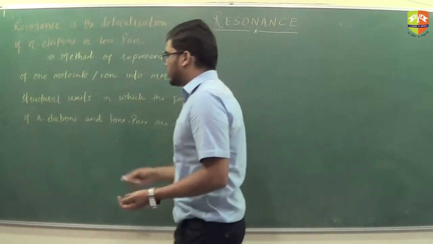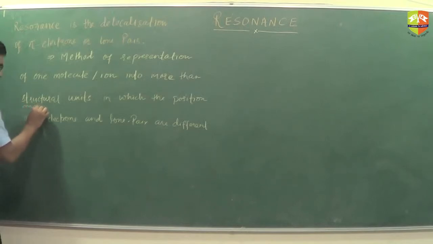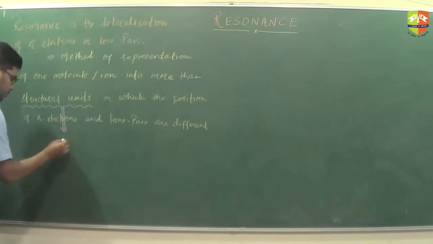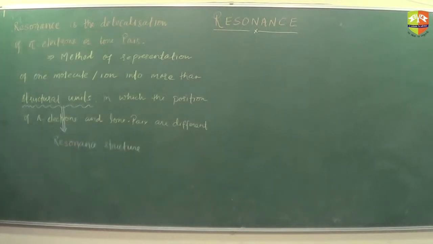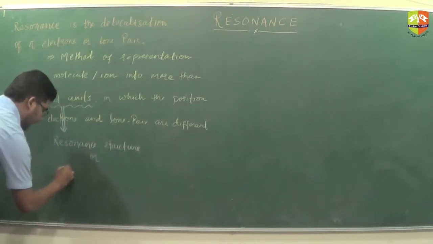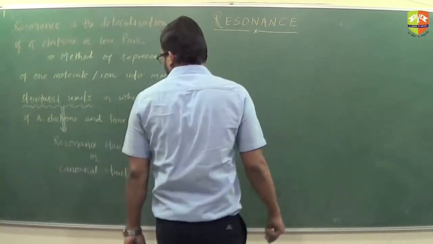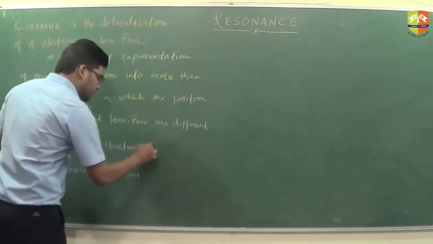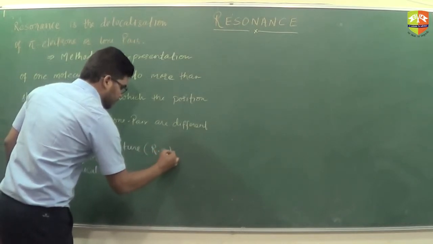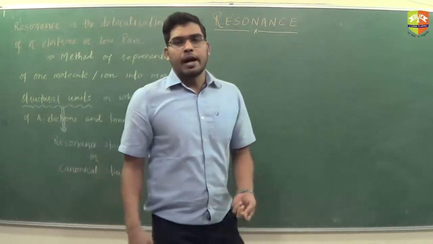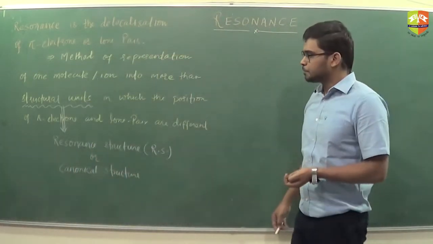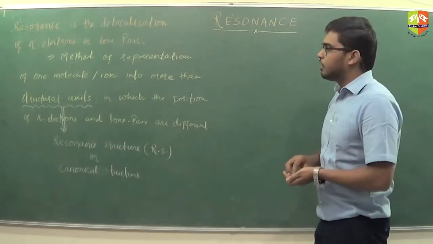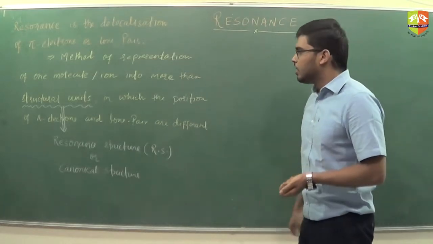All these structural units we give a specific name. We call them resonance structure, or we also call it canonical structure. Resonance structure, in short, because we'll use this term everywhere in this session, from now onwards we'll write it as RS. Whenever I write RS, it means I am referring to resonance structure. We'll do some more detailed discussion of this resonance.